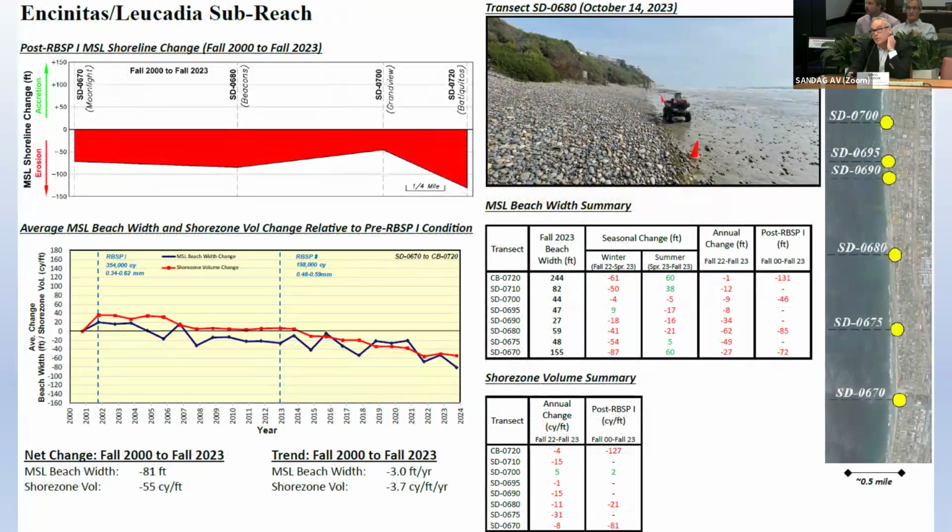Encinitas, Leucadia Reach, this is from Batiquitos Lagoon down to Moonlight. In this case, they received sand for both RBSP 1 and 2. We held on to the gains for a short period after both projects, but there's this underlying trend of erosion of about 3 feet per year. And their average beach width change over that 23-year period is a loss of about 81 feet.